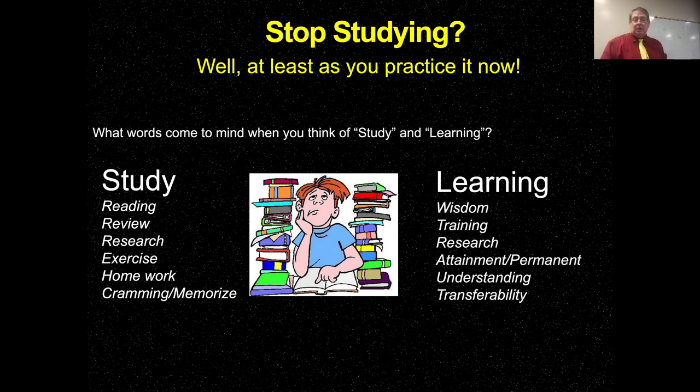And the things that your predecessors came up with for learning were things like wisdom, training, research, attainment, permanent, right? The difference between studying and learning is, with studying, I might know something for a short period of time. With learning, I really know it, right? Understanding, and then transferability. What does transferability mean? Being able to teach it to others. Okay, that's one way to think about it. We're going to talk about that today as well. But also, if you really understand something, you're able to take that body of knowledge and extrapolate it to something new.